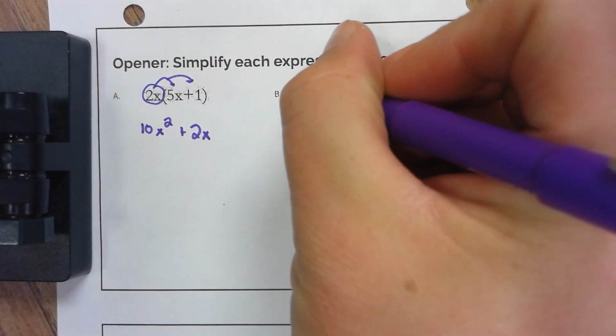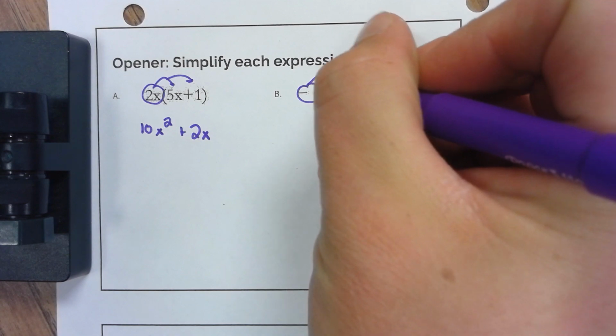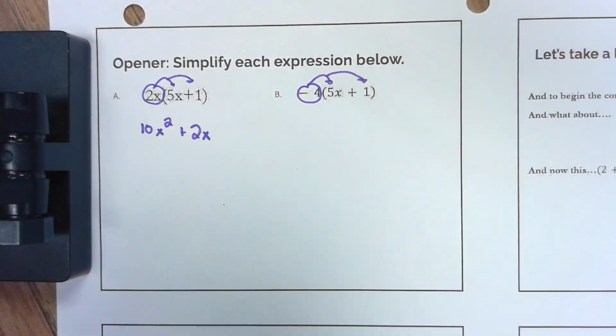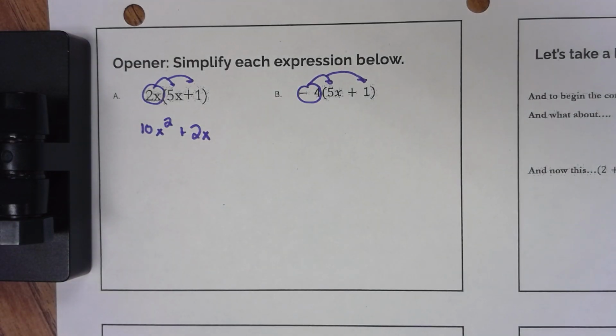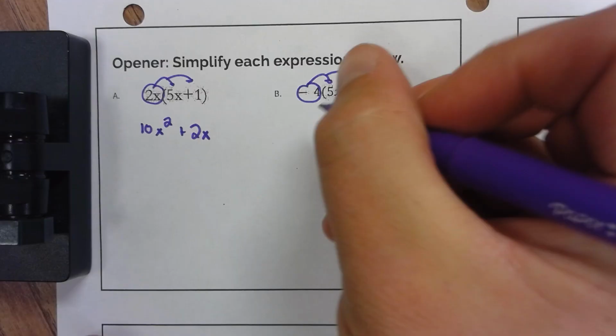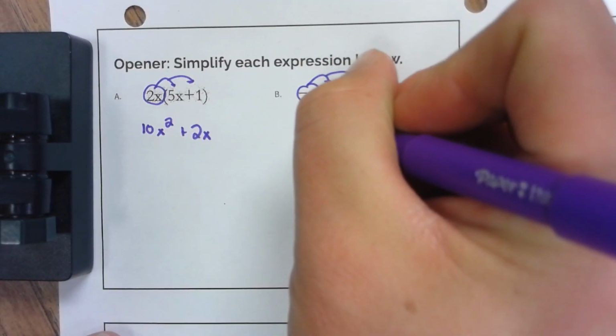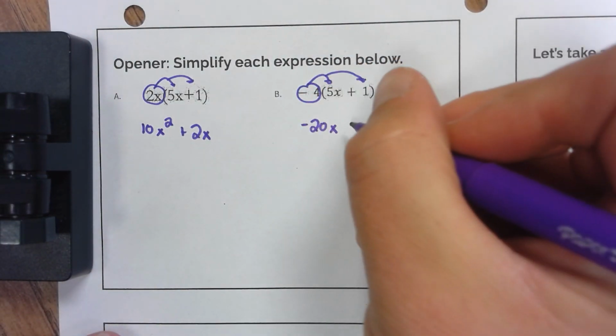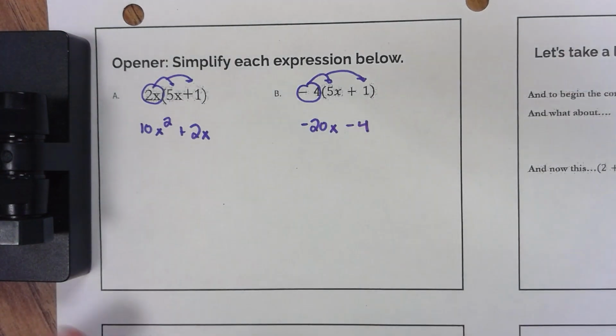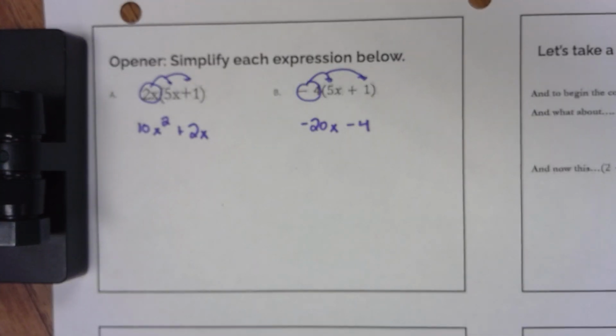Then the negative 4. When I distribute that, I'm just multiplying the coefficients or the numbers. Negative 4 times 5 is negative 20, so it's negative 20x. Negative 4 times 1 is just negative 4. Once again, we cannot combine those terms because they don't have the same variable in this case or the same exponent. Nothing is the same about it.